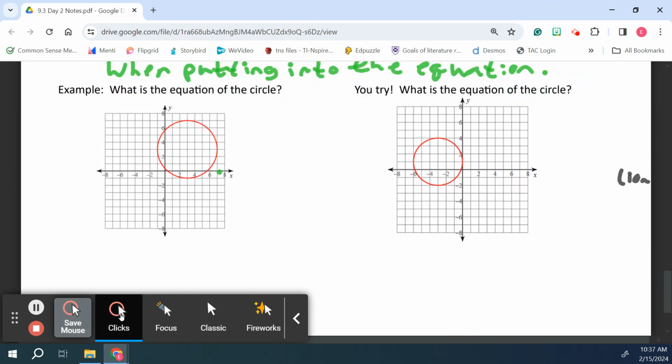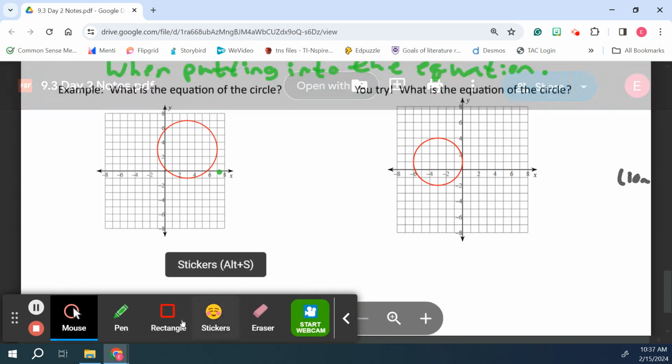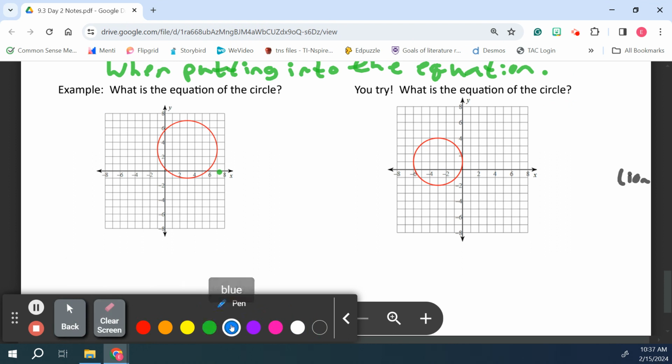Okay, so let's take a look. It says, what is the equation of this circle? Okay, so the first thing I would do is this. I would find that longest point, kind of like this. And I would do it side to side, but I would also do it up and down. That helps us identify the center, which in this case looks like it's 3, 3. So our center is 3, 3.